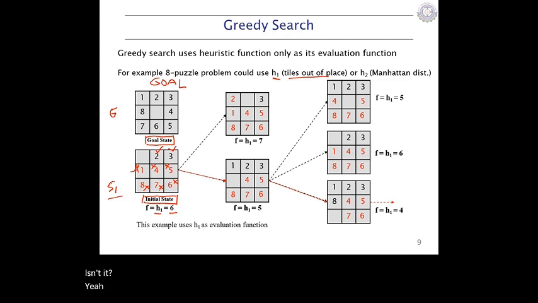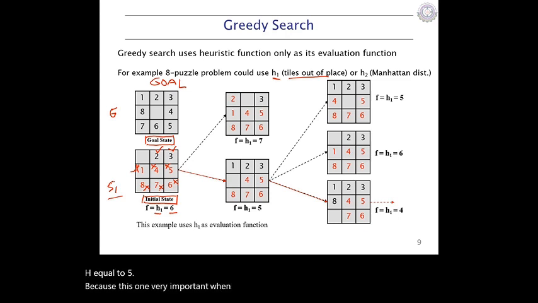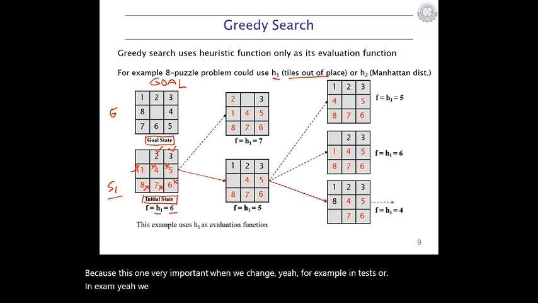Please follow this explanation, because this one is very important. Otherwise maybe you cannot solve, or you cannot find, for example, h equal to 4 or h equal to 5, from where we get h equal to 5. Because this is very important when we change, for example, in a test or in an exam, the location of the initial state, then we can create a new problem. Then you have to solve according to this.